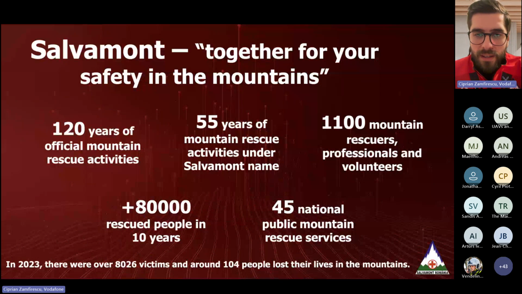But a few words regarding our institution. Salvamont is the only accredited institution in Romania that is able and allowed to save people on mountains. We have more than 120 years of official mountain rescue activities, 55 years under the name of Salvamont, and my colleagues are around 1,100 mountain rescuers. Some of them are professionals and the others are volunteers. We've rescued more than 80,000 people in the last 10 years, so a lot of activity, no matter the season or the weather. And we have 45 national public mountain rescue services.